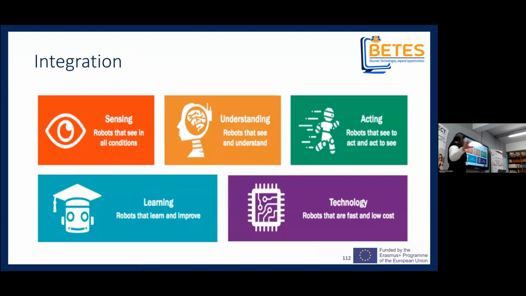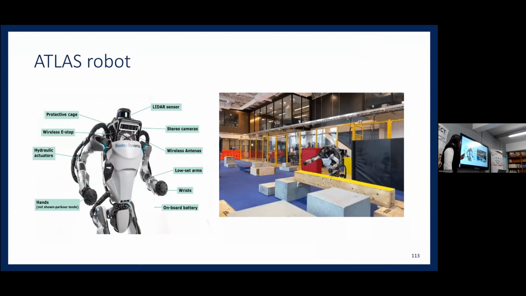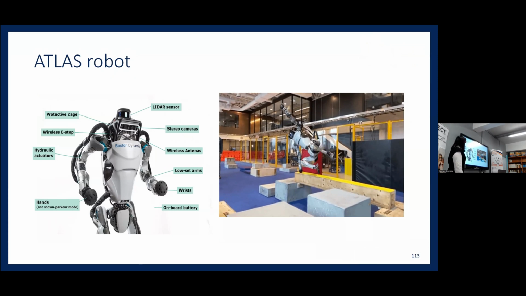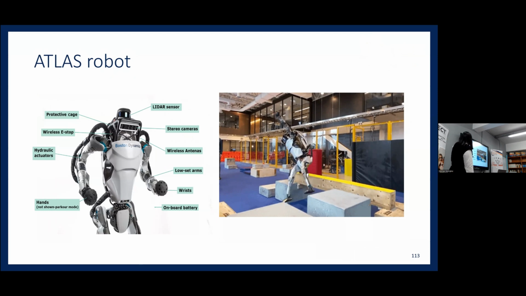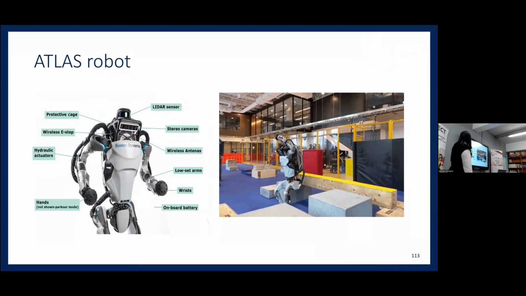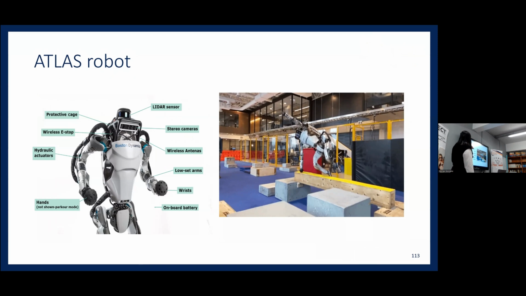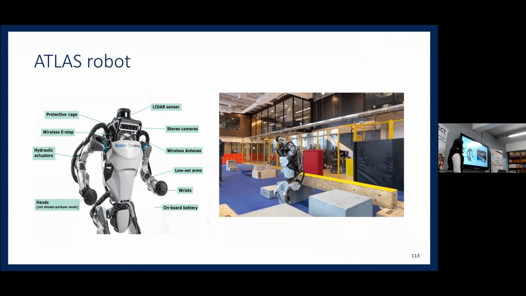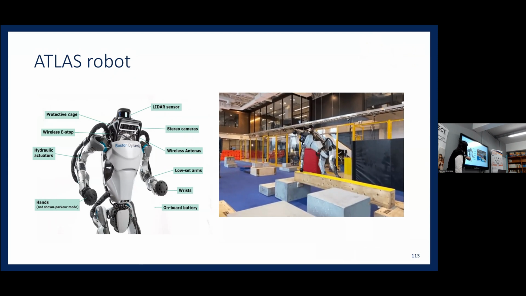So we mentioned all of those things. They come together: the sensing, the understanding, the acting, the learning, and the technology. I'm going to give an example of the Atlas robot that has sensors. It has LiDAR sensors, stereo cameras, and for the actuation, it has wrists, hands, hydraulic actuators. It also has a protective cage, low-set arms, and has wireless antennas and an onboard battery.